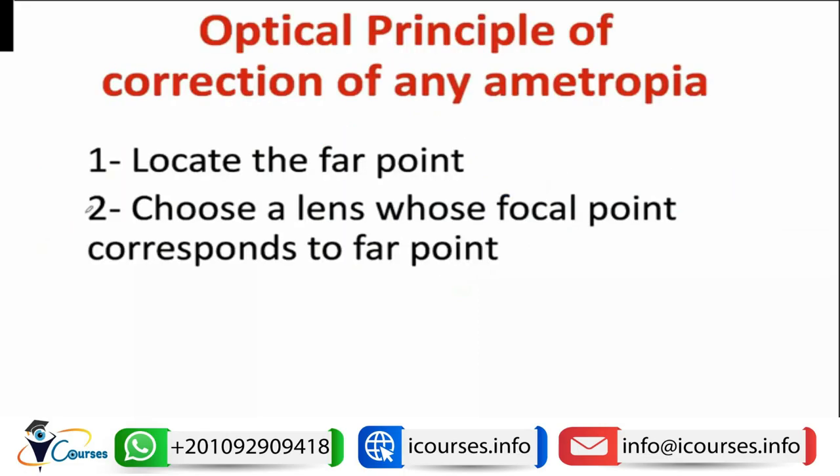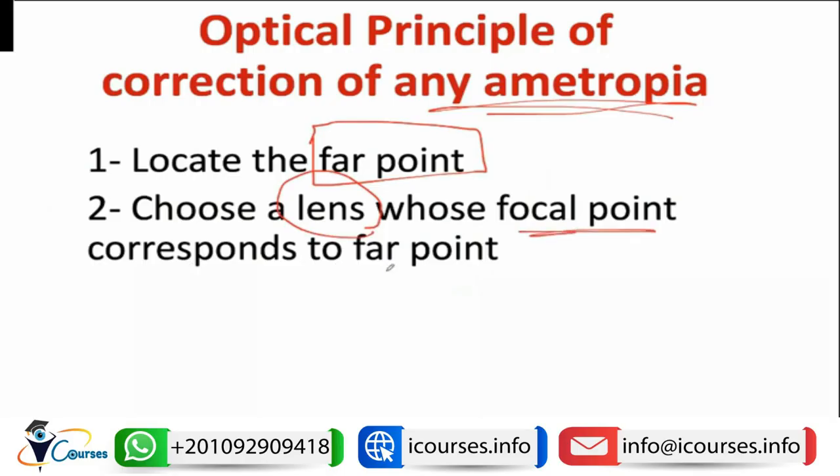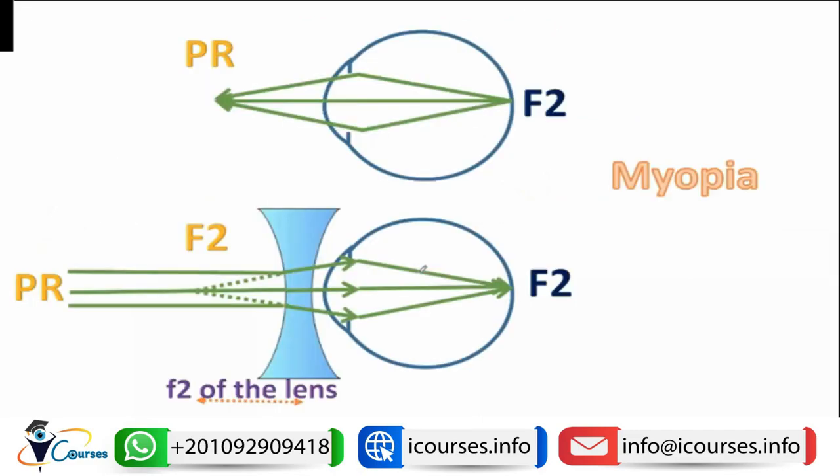So how to correct this ametropia, or how to correct this myopia? Ametropia means that if the patient has any refractive error, this is called ametropia. So how to correct any ametropia? It is by locating, or knowing where the far point or the punctum remotum is, and placing a lens whose focal point coincides with the far point of this eye. As simple as this. Let's see an example.